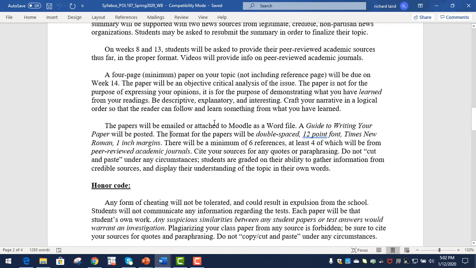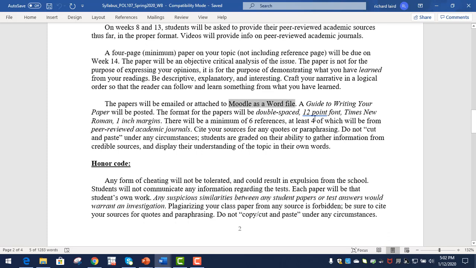As far as the instructions go, it will be attached to Moodle or emailed to me in a Word file. That way I can use the Word functions in order to provide review comments. I'll be providing ample information about writing your paper. This is your basic format for your paper: double space, 12-point font, Times New Roman, 1-inch margins. There will be at least 6 sources for your paper, 4 of which will be peer-reviewed academic journals. All right, so as I said, I'm just kind of introducing you to the paper topic now.